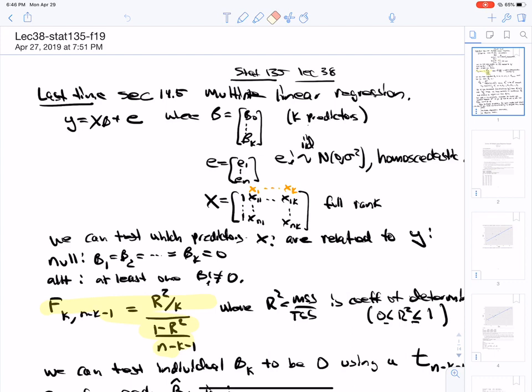So let's review. We have a linear model, Y is X beta plus E. Beta has k predictors and beta 0. We have E as our errors. These E_i are IID normal(0, sigma squared), homoscedastic. X is our design matrix, which is full rank. And we can test which predictors X_i are related to Y.